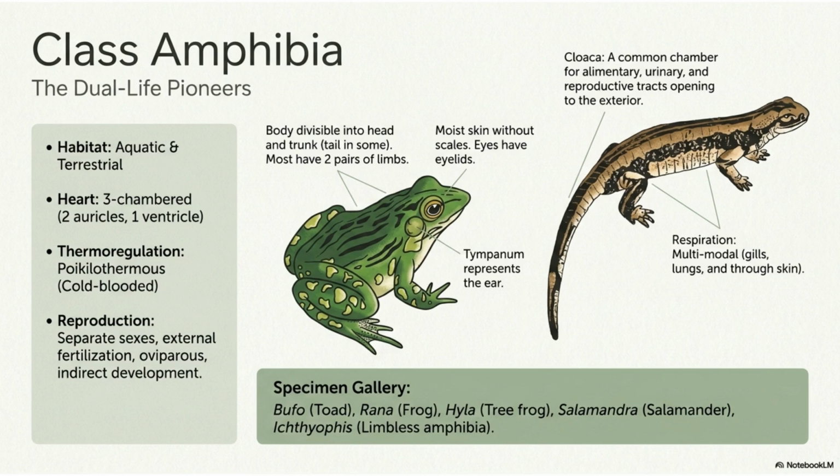terrestrial environments. They have a 3-chambered heart and are cold-blooded. Respiration is multimodal, using gills, lungs, and skin. Reproduction involves external fertilization and indirect development.